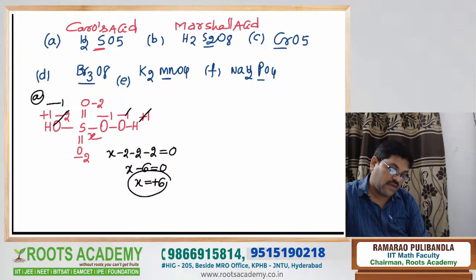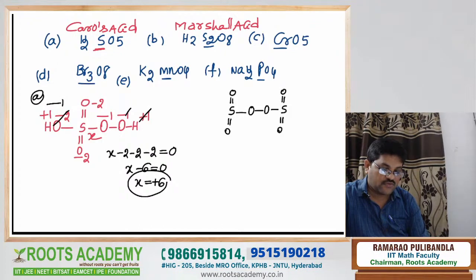And come to the second bit, Marshall's acid. With respect to Marshall's acid, S double bond O, S double bond O, OH is there. Again S double bond O, S double bond O. Again what is there? OH is there.